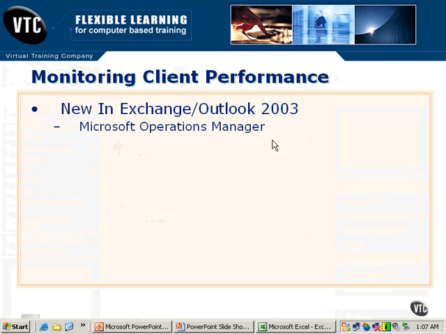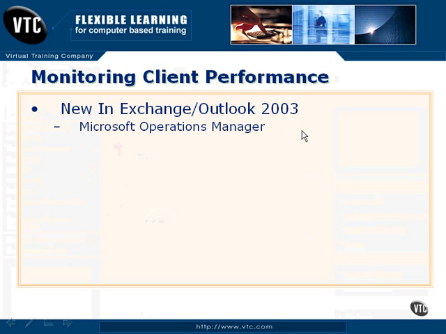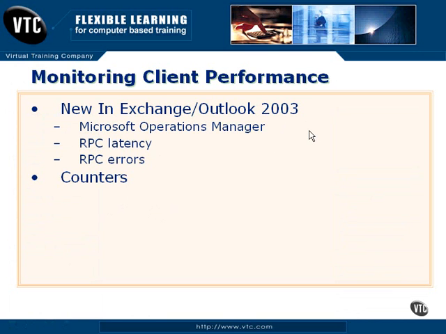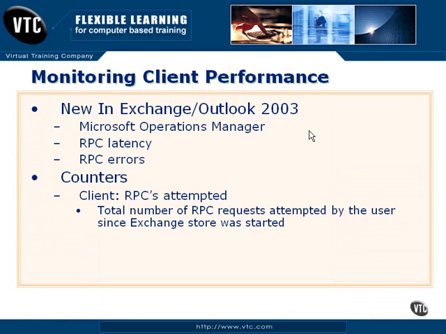Something that's going to be worth a look, because I want you to see what we can now check for. We can check RPC latency, this is remote procedure call latency, and RPC errors. RPC errors is the really cool one. What I want to show you is some of the counters that you can see now on the client side. First of all, we can see the number of remote procedure calls attempted by the client. This is the number of RPC requests that were attempted since the Exchange Store was started.